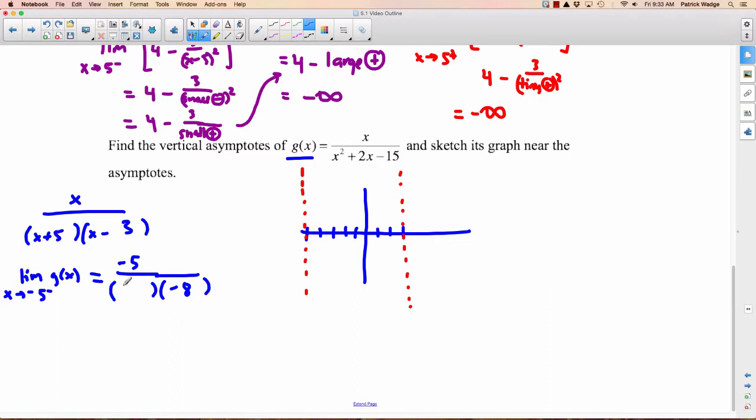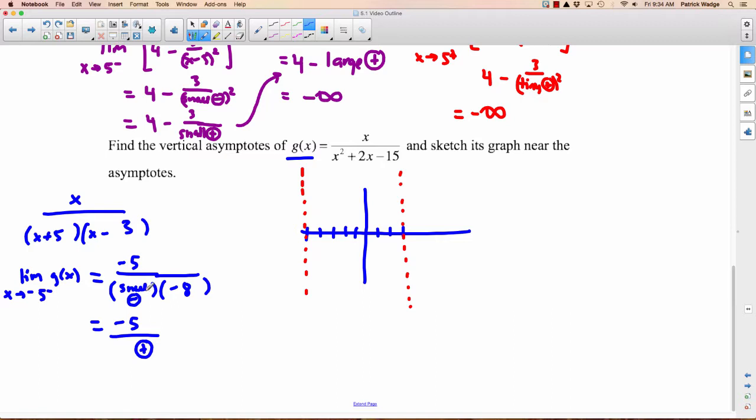You're going to end up with a small negative. Okay, so let's keep the negative 5 here. And then we have a very small number times negative 8. Small negative times negative 8. Well, it's going to be positive, right? Because negative times negative is positive.